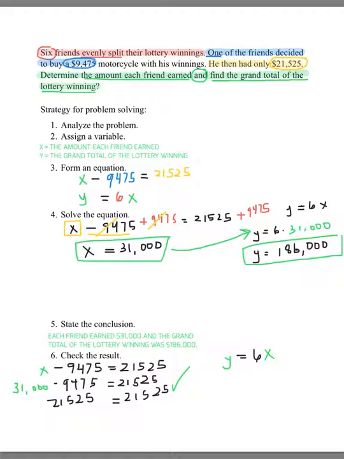Now we have to substitute in for the second equation, so we'll have 186,000 is equal to 6 multiplied by 31,000. And once we carry out the multiplication, we do end up with the same value on both sides. So 186,000 is also equal to 186,000. And that verifies that our second equation is also correct.